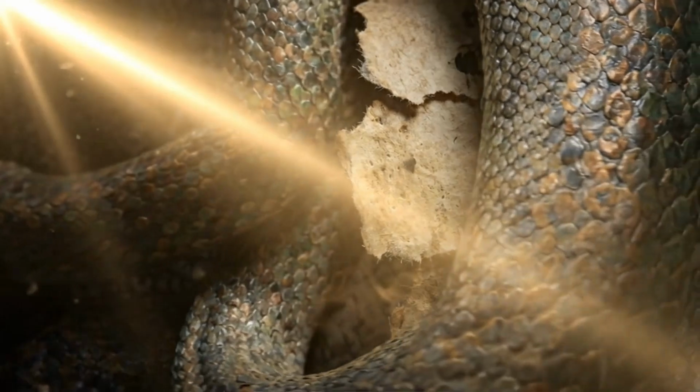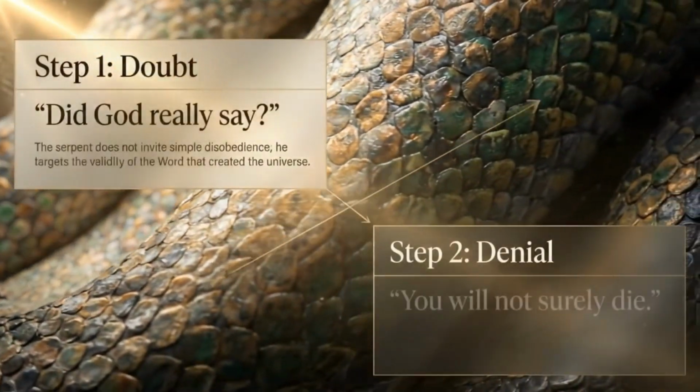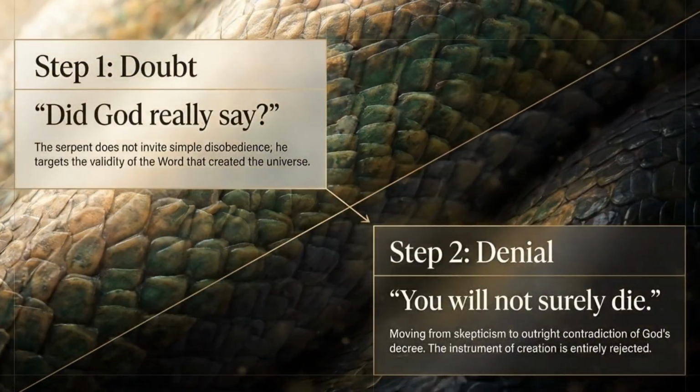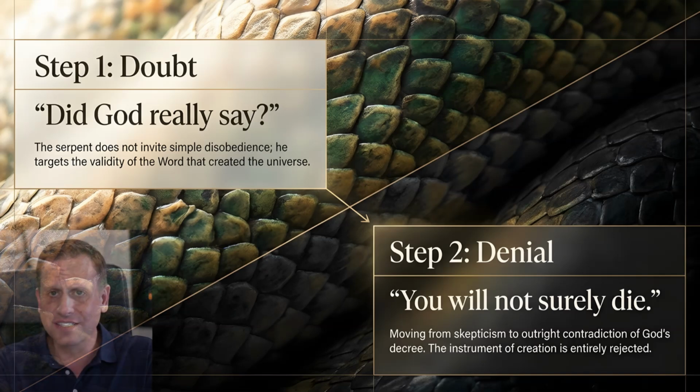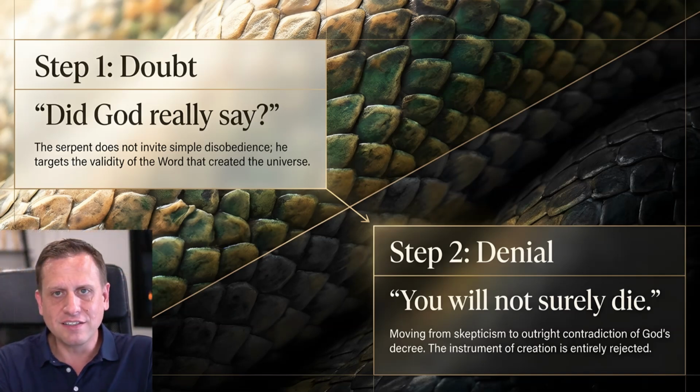Watch how the serpent executes this attack in a two-step process. The first step, doubt. The serpent starts by saying, "Did God really say?" He doesn't start with open rebellion. Instead, he injects this skepticism around the clarity and authority of God's command. He gets humanity to question if God actually said what they think he said.